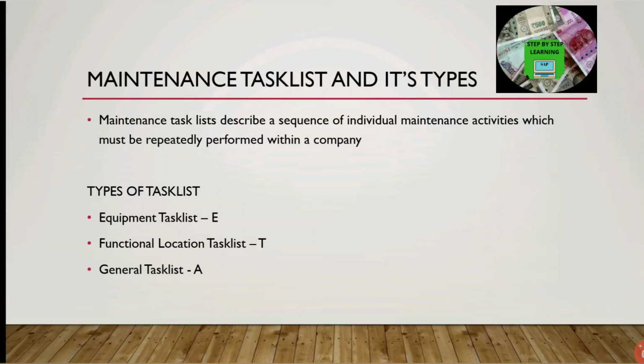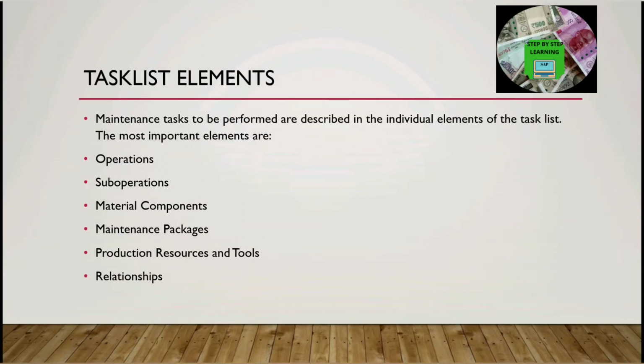Then we will see what we have in the task list. Here we will see the task list structure and the elements. The task list is master data. It contains these elements: maintenance tasks to be performed are described in individual elements of the task list. The task list contains operations, sub operations, material components, maintenance packages, production resource tools, and relationships. These are all the data we can record in the elements.